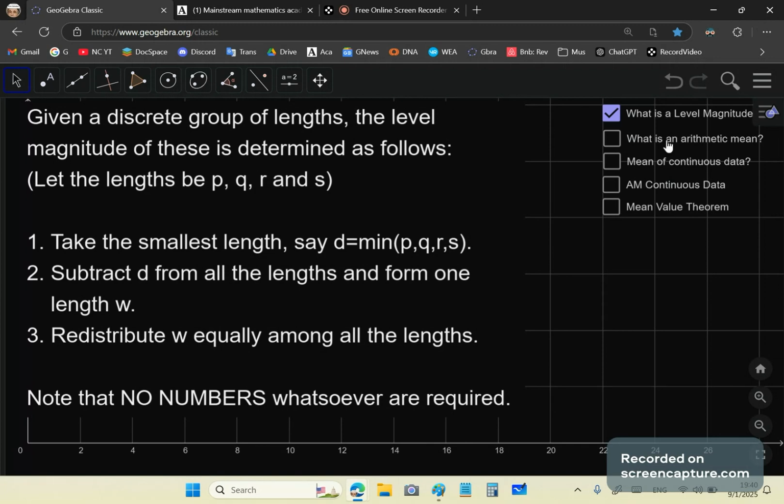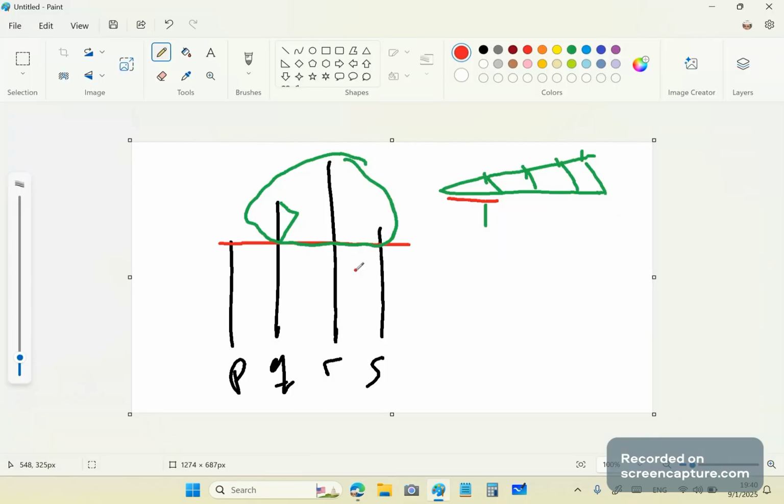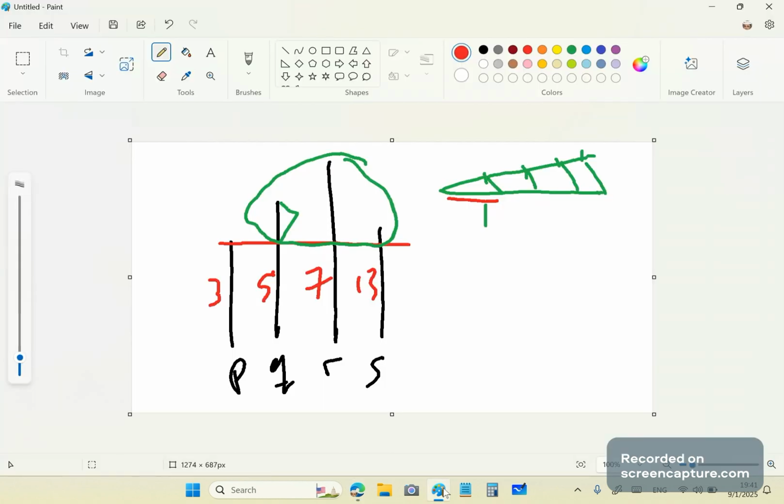Then a level magnitude is calculated using the measures of lengths P, Q, R, and S. So as you saw in this example, we just used a compass and divider to find the arithmetic mean. But if these have measures like 3, 5, 7, and 13, say for example, then what we can do is take the shortest measure, which is 3, subtract 3 from all the other remaining measures, and sum them to get 16.